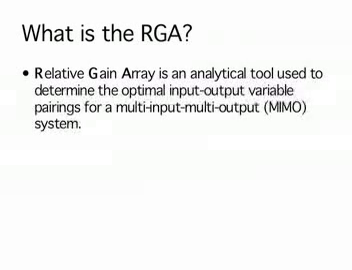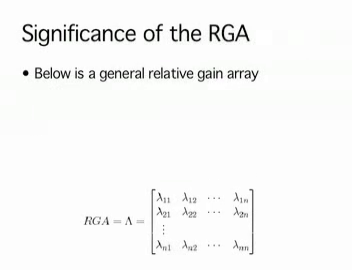What is an RGA? An RGA is a relative gain array, which is an analytical tool used to determine the optimal input and output variable pairings for a multiple input, multiple output system. Below is an example of a relative gain array.